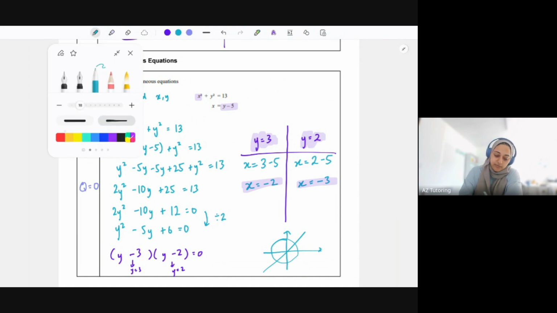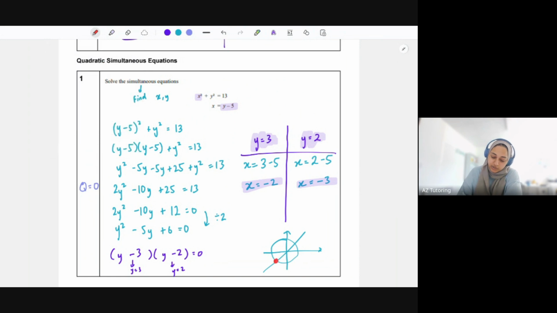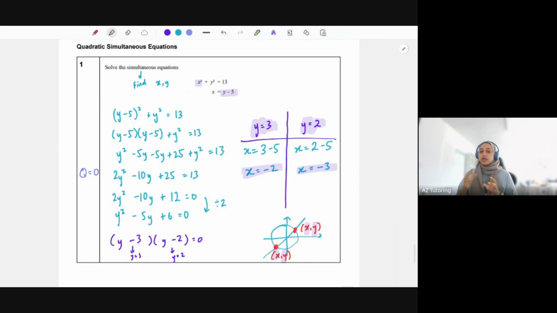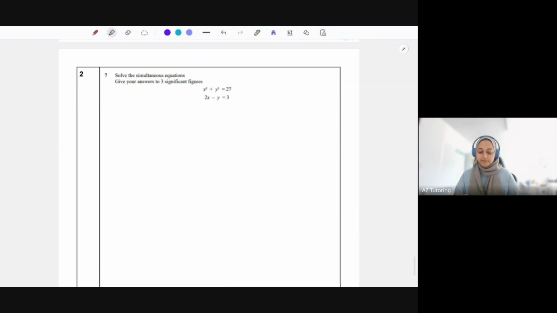So you can see that this linear line crosses a circle at two spaces, where we've got an x and a y coordinate here, and we've got an x and a y coordinate here. That's the reason why we get four answers. We've got two x's and we've got two y's. So that's how you look at a simultaneous equation graphically. It's where your two equations are intersecting each other, which you need to be aware of as well.